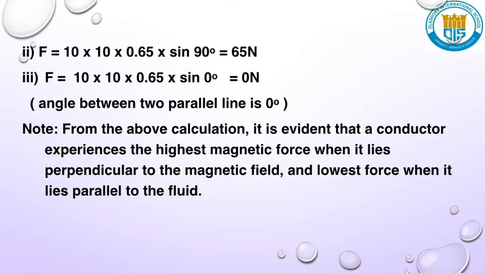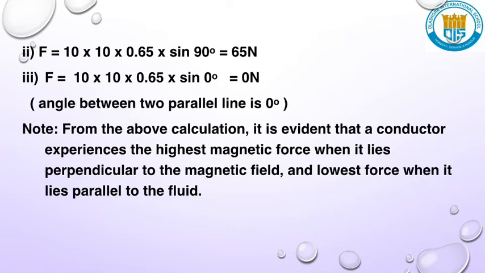So, if your theta is 0, then sine theta will also be 0, and everything multiplied by 0 will give you 0. So, this will essentially tell you that if your conductor does not make any angle at all, that means if it's parallel with the magnetic field, there cannot be a force on that conductor.